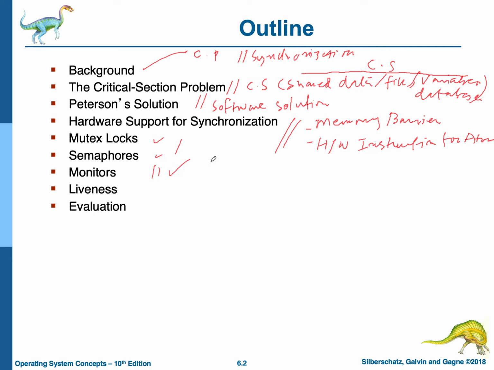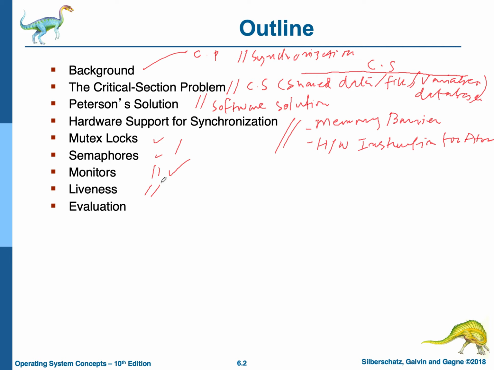So monitor is very useful in such conditions. Also, we have liveness. Liveness actually plays an HR role, right? Human resource role, that everybody has some criteria, some requirements for synchronization, right?